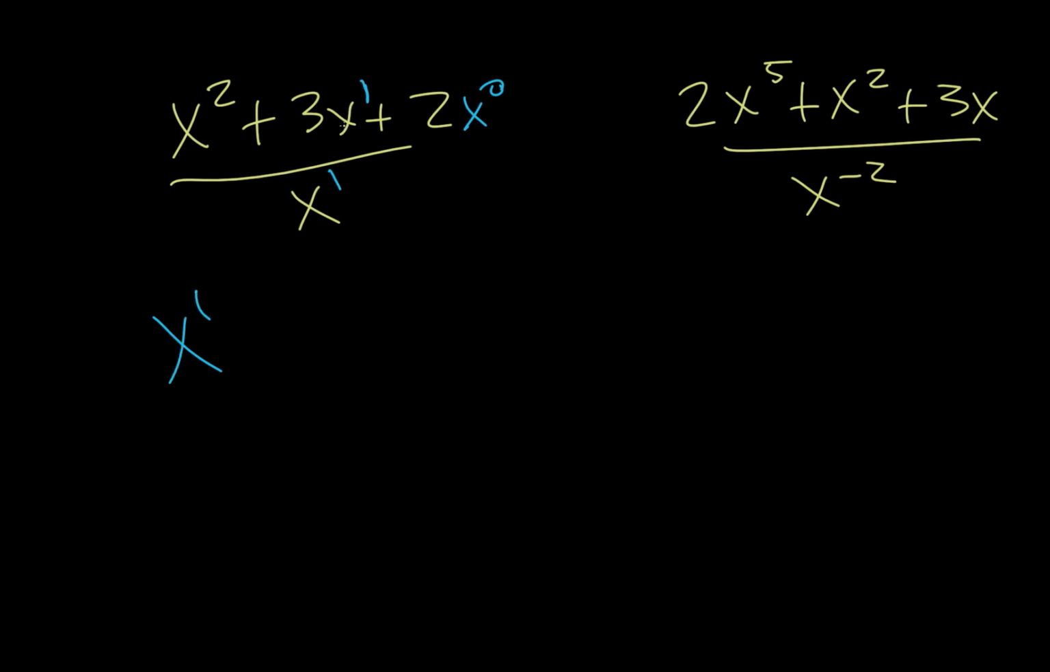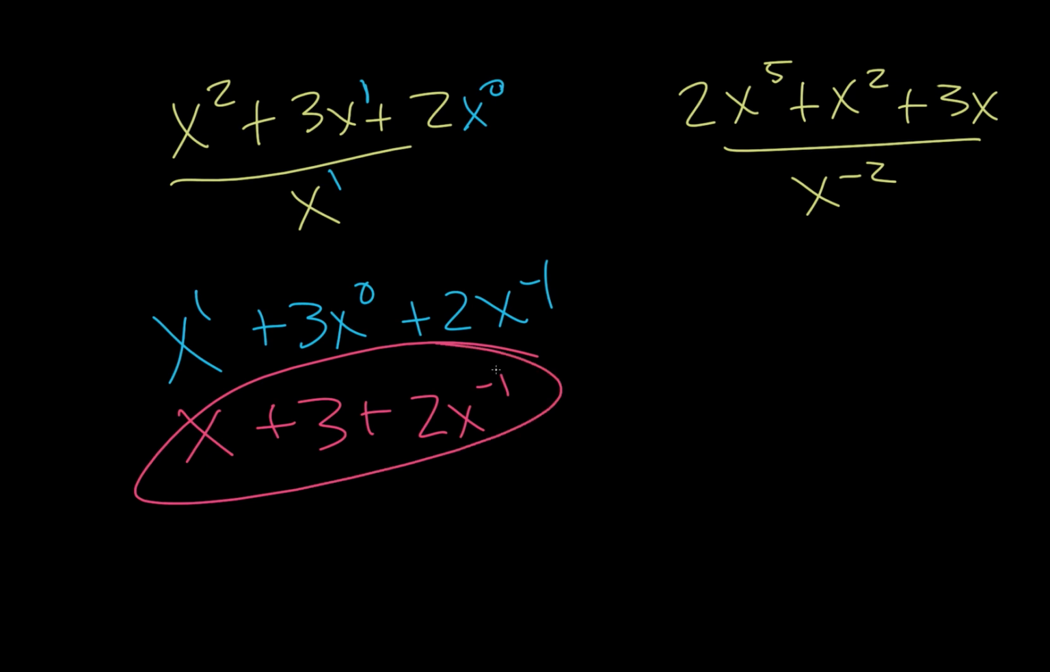We have x, 1, 1, so that's just x to the 0. 1 minus 1 is 0. 0 minus 1 is 2x to the negative 1. Now we want to simplify this a little bit. So x to the 1, we're just going to write as x. x to the 0 is really just 1. 1 times 3 is 3. And this one is how it needs to be. So that's the answer to that one.